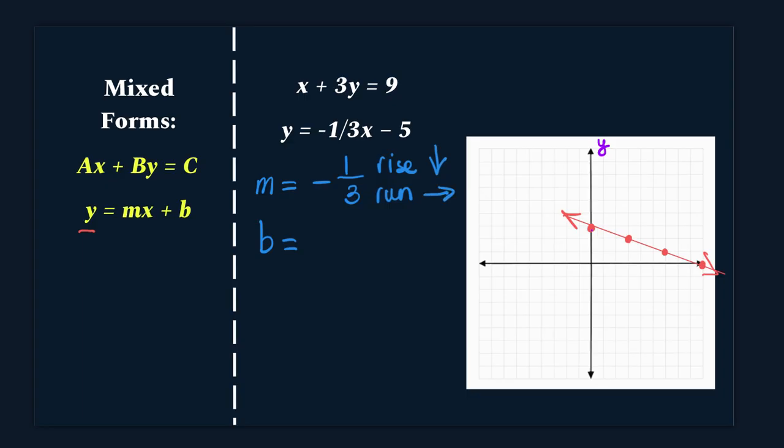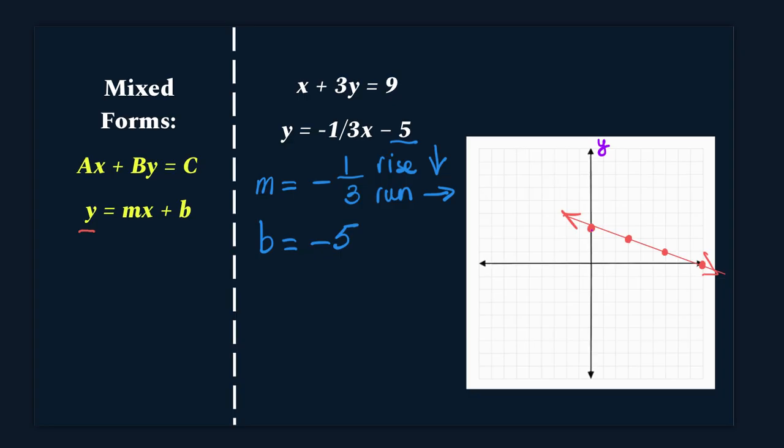Since it's negative, we're going to go down, and then run, which will be going towards the right. Again, keep these the same. If it's a negative slope, we go down for the rise and then run to the right. It's always the same. If it's a positive slope, you go up and then to the right. Let's go ahead and find our y-intercept, which is negative 5.